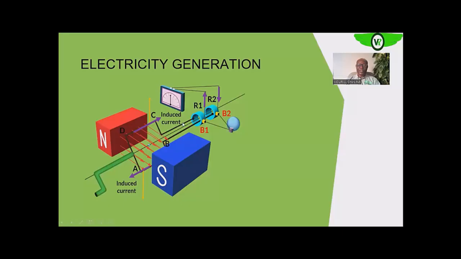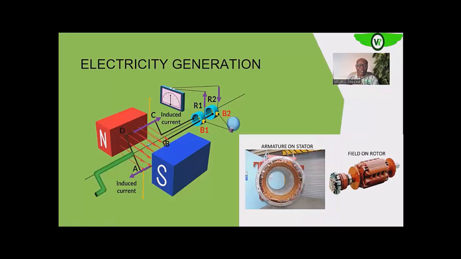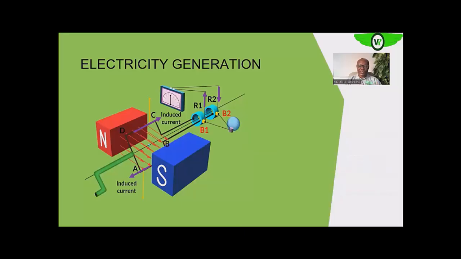So the conductor, let's say CDAB, connected to these two slip rings. We will explain the function of the slip rings later. So that's the conductor, and this conductor is what will form the armature in your generator, as we explained earlier, because that is the part that your electricity or EMF is induced into.